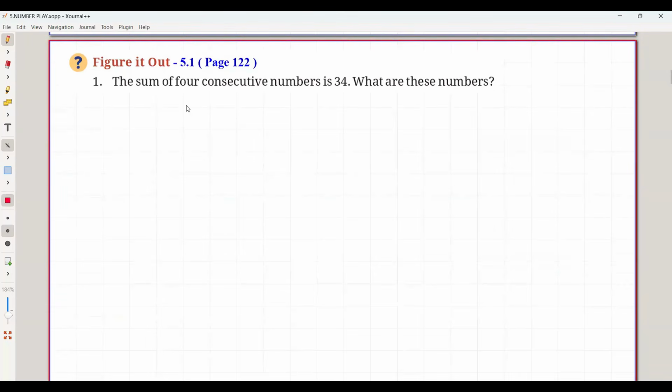First question: the sum of 4 consecutive numbers is 34. What are these numbers?